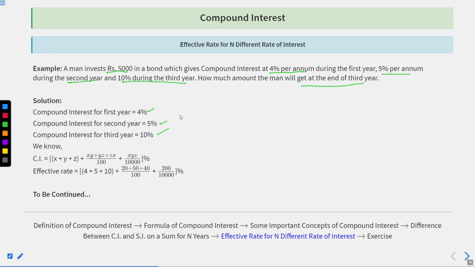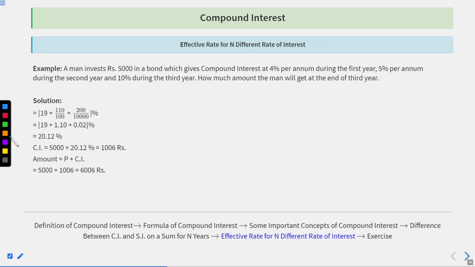So we know compound interest is equal to X plus Y plus Z plus (XY plus YZ plus ZX) upon 100 plus XYZ upon 10,000. So the effective rate is equal to 4 plus 5 plus 10 plus (20 plus 50 plus 40) upon 100 plus 200 upon 10,000%. So it is equal to 20.12%. So the compound interest is equal to 5,000 into 20.12%, which is 1,006 rupees. So the amount is P plus CI, that is 6,006 rupees.